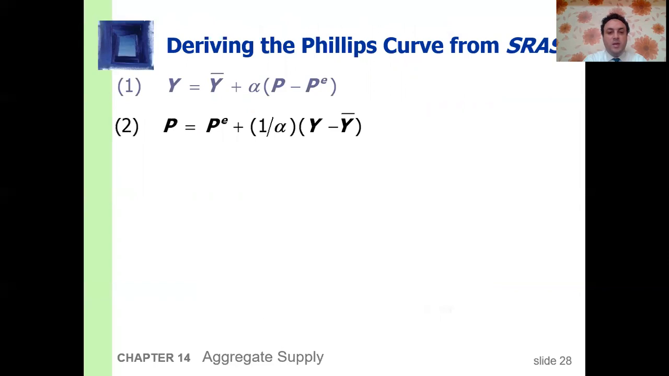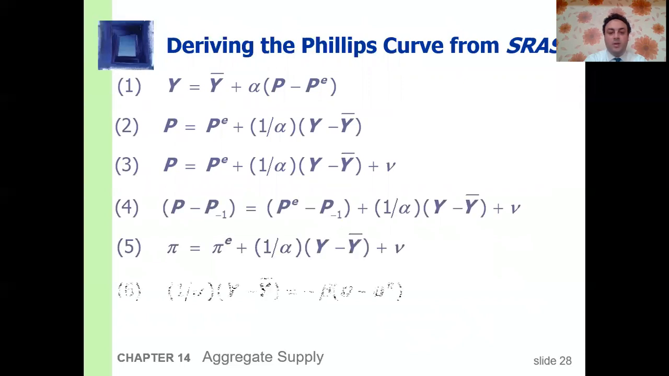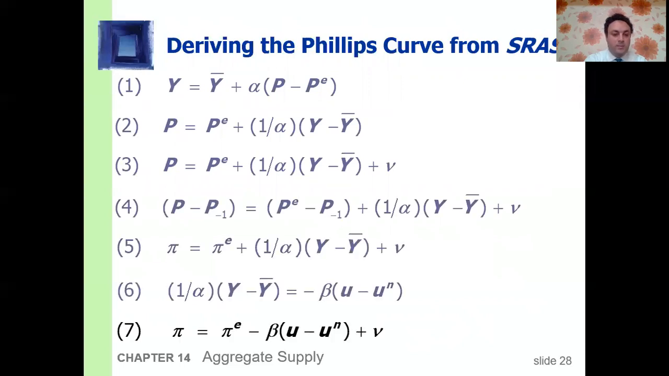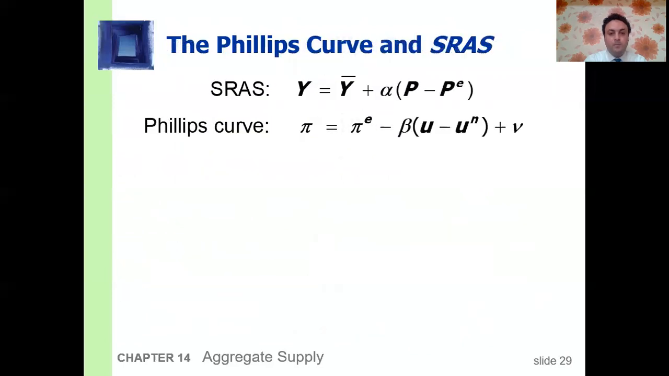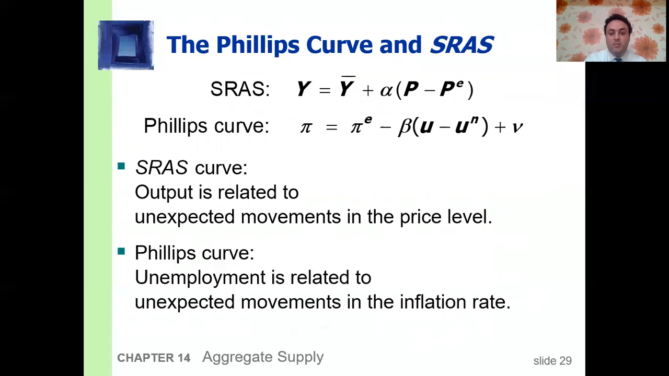If you are interested, this is how we derive the Phillips curve equation from the short-run aggregate supply. So now we have the equation of the short-run aggregate supply and the equation of the Phillips curve. In the short-run aggregate supply curve, output is related to unexpected movements in the price level, but in the Phillips curve, unemployment is related to unexpected movements in inflation rates.